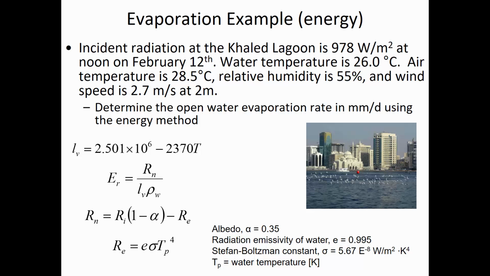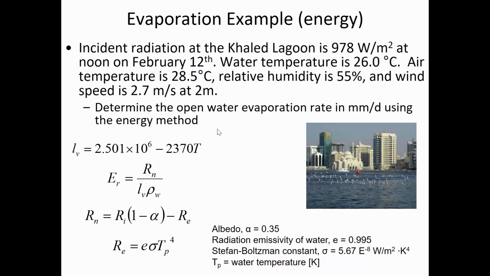We can measure the radiation there, the incident radiation, R sub I, 978 watts per meter squared. We know the temperature of the water, the air temperature, the relative humidity, and the wind speed. Some of this you're not necessarily going to use quite yet. It's going to be these same conditions for a later example, so the fact that there isn't any place in here that you'd put in the wind speed, don't let that throw you off yet.